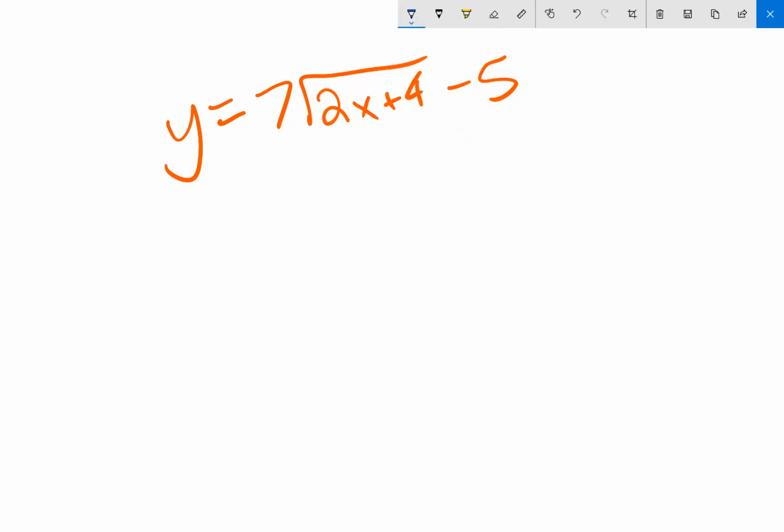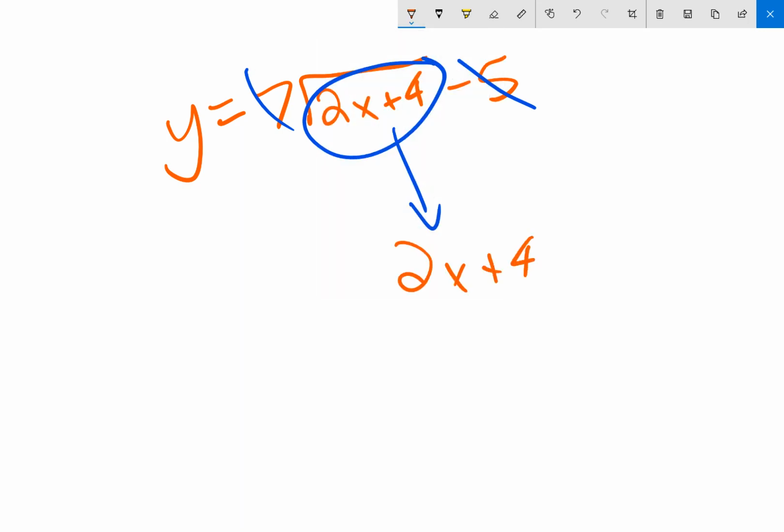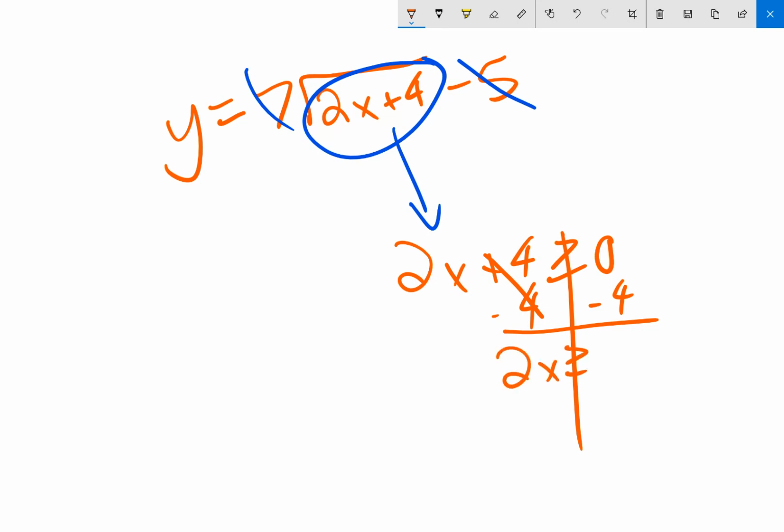You only care about what's underneath the radical. You don't care about the 7. You don't care about the 5. We're only asked to find the domain. So we just want to make sure that whatever's underneath the radical is greater than or equal to 0. So we're going to take this 2x plus 4 and just make sure it's greater than or equal to 0. Okay? So solve this for x. That would be subtracting 4 on both sides. 2x is greater than or equal to negative 4. And then divide by 2. We have x greater than or equal to negative 2.